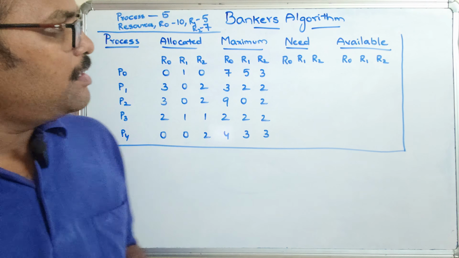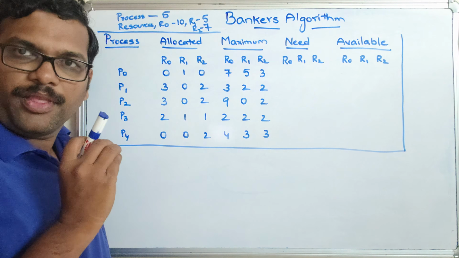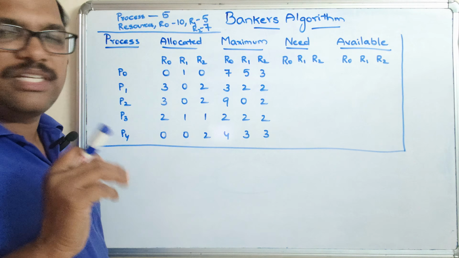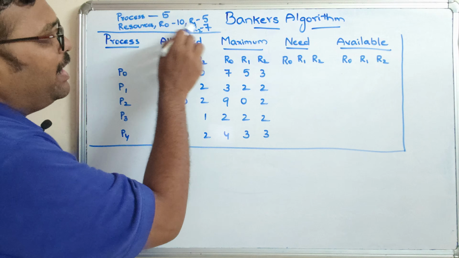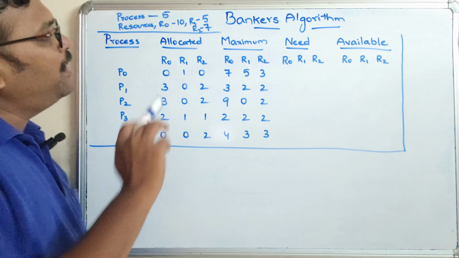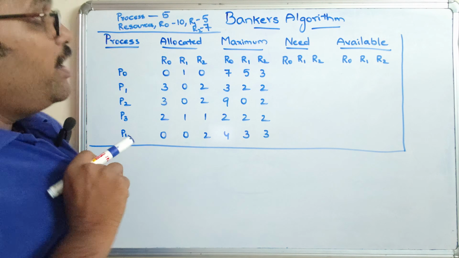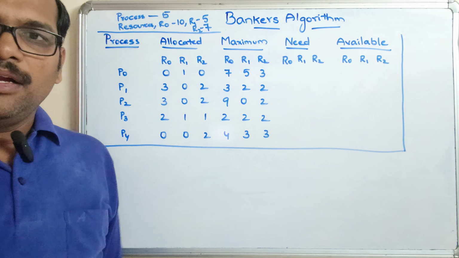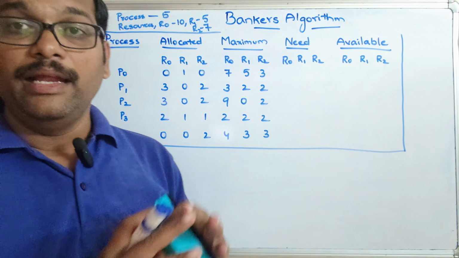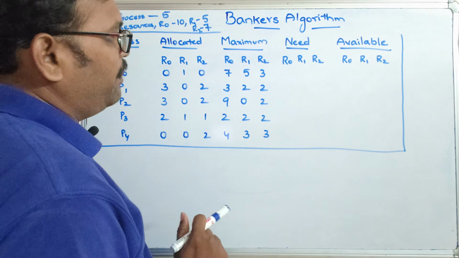Now let us see this example problem. Here we have 5 processes, and the total number of resources available is 3 types. Resource R0 has 10 available resources, R1 has 5 resources and R2 has 7 resources. We have to share all these resources among the 5 processes such that it doesn't lead to a deadlock situation. Here the table is given.